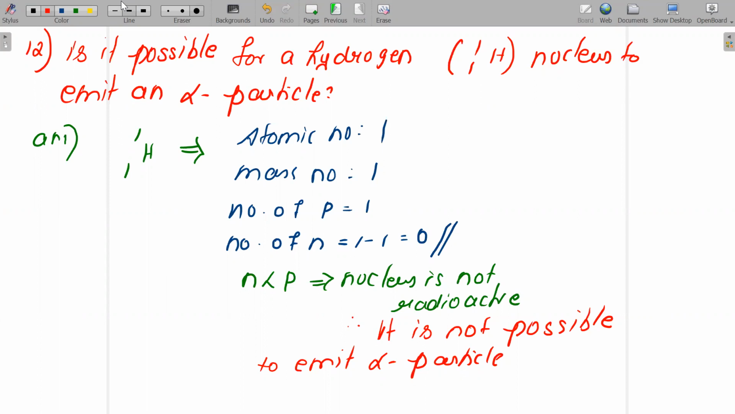Second thing is, whenever they give such a nucleus, you should write its proton number, electron number, neutron number, atomic number, and mass number. Finally, you guys understood now. Nucleus is not radioactive. Then why alpha, beta, gamma? Understood? Any doubts? Simple concept. When the number of neutrons is less than protons, it's not radioactive. When the number of neutrons is more than protons, radioactive. Got it? Yes. I hope my children understood till this.